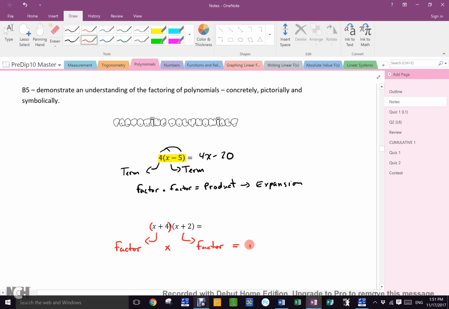And to get the product, what process do we use? You're all going to say FOIL, but it's really the distributive property, right? And what would we get? X squared plus 6x plus 8. Right? Is everybody cool? Everybody can expand, right?